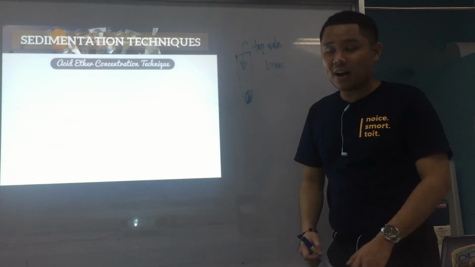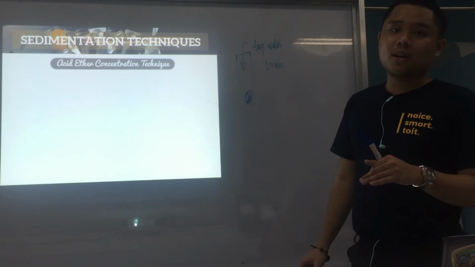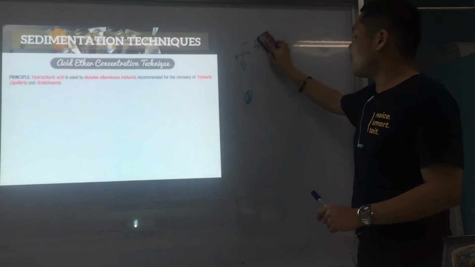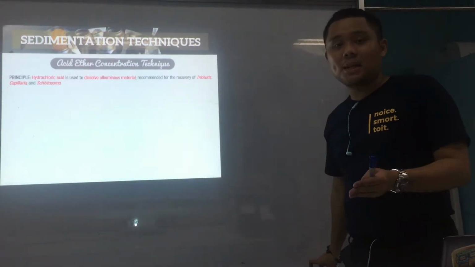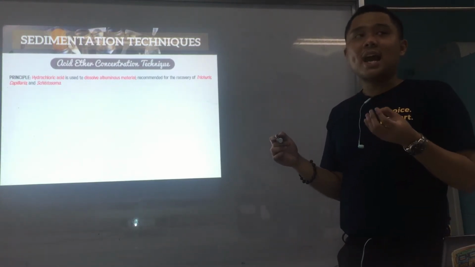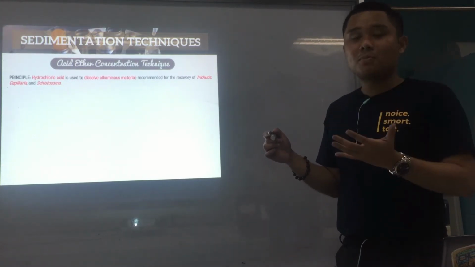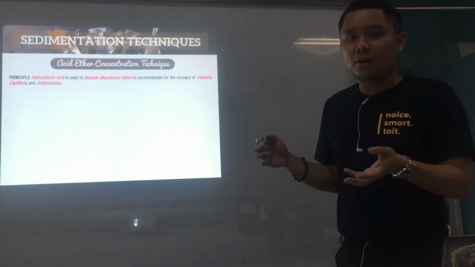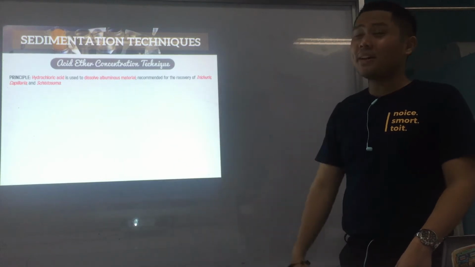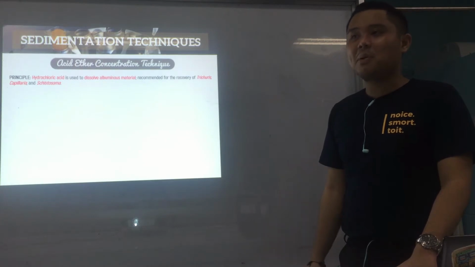For the next one, you have the acid ether concentration technique. Same principle, but this time we use a lot of reagents. We use hydrochloric acid. And what is the purpose of hydrochloric acid? It dissolves albuminous material, the fecal debris in your stool sample. So using hydrochloric acid, it dissolves those materials, rendering your preparation much cleaner, free from fecal debris. It is recommended for the recovery of Trichuris, Capillaria, and Schistosoma, still heavy eggs.